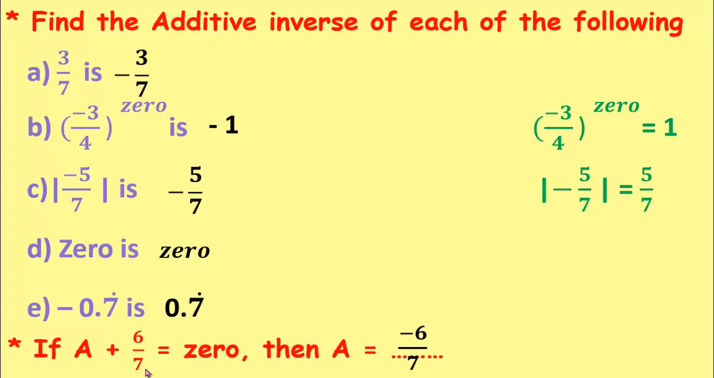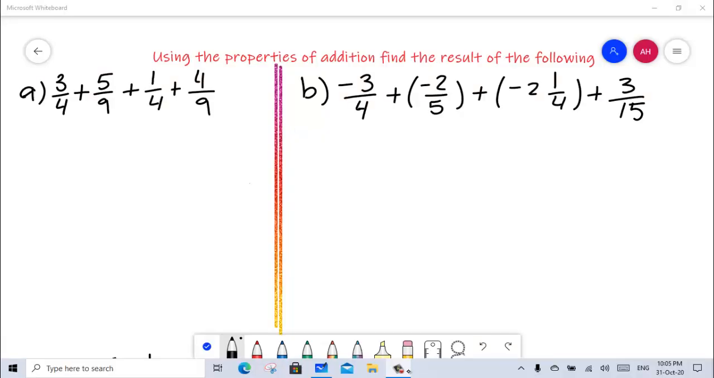I hope now that the properties of addition and subtraction in Q is clear. I would like you now please to go and pause the video, copy those questions in your classwork copybook, and then come back to complete our last question. Let's now go and solve this example. Using the properties of addition, find the result of each of the following. Number A, 3 over 4 plus 5 over 9 plus 1 over 4 plus 4 over 9.